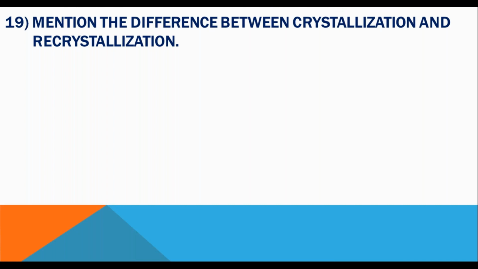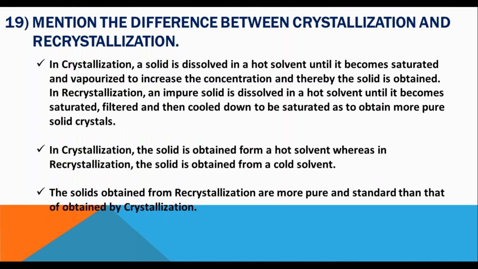Number 19. Mention the difference between crystallization and recrystallization. In crystallization, a solid is dissolved in a hot solvent until it becomes saturated, and the solvent is vaporized to increase the concentration, and thereby the solid is obtained. In a hot solvent, the solid will be dissolved. Until it is saturated, we have to keep it there and vaporize. After that, only then do we obtain the solid.